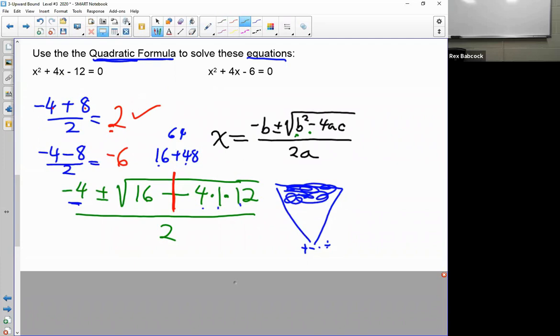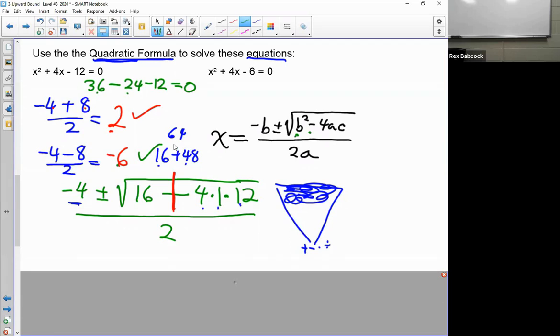Negative 6 squared is 36. I lose the negative. 4 times a negative 6 is going to be negative 24, minus 12. 36 minus 36 is 0. It works as well. They both work. And so according to the quadratic formula, it's 2 and negative 6.